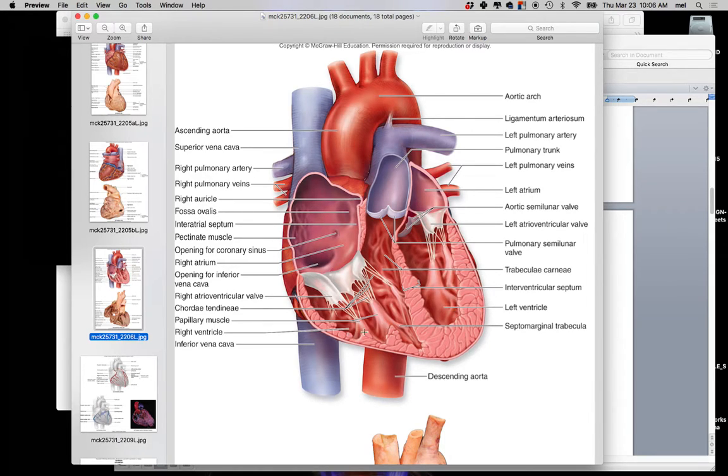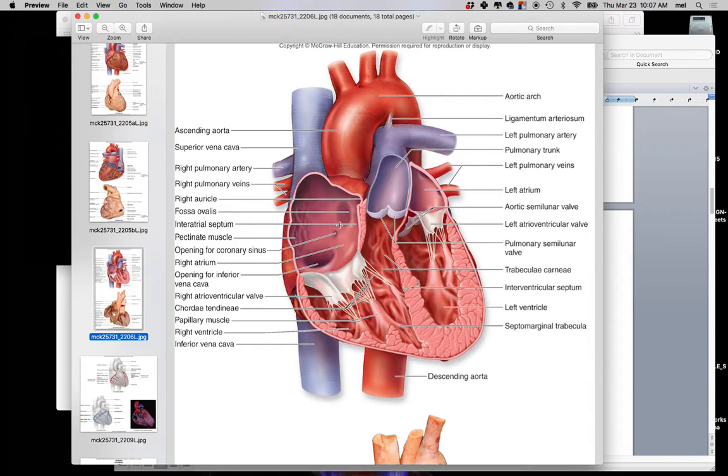Okay, so the separation between the atria in a healthy adult is complete. This separation between the two atria is logically called the interatrial septum. Thank you for making words logical. So that's called the interatrial septum.